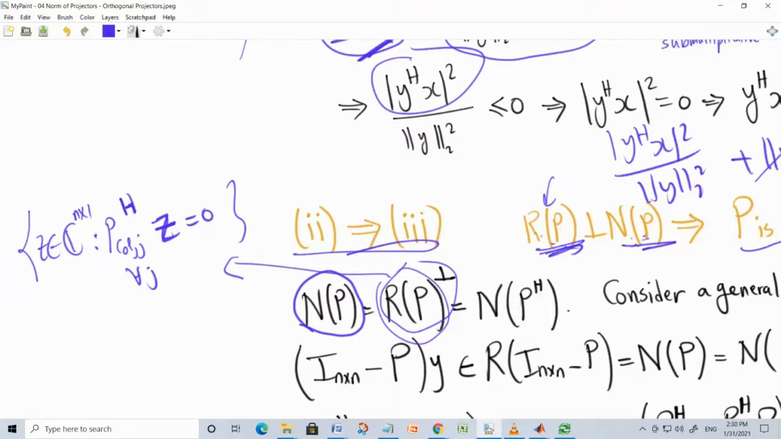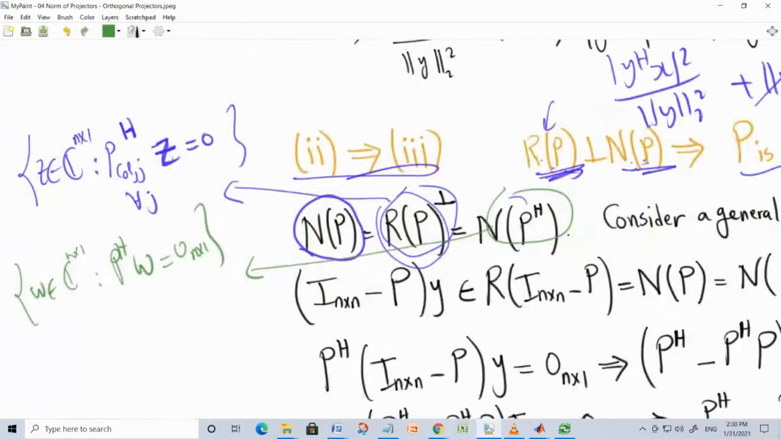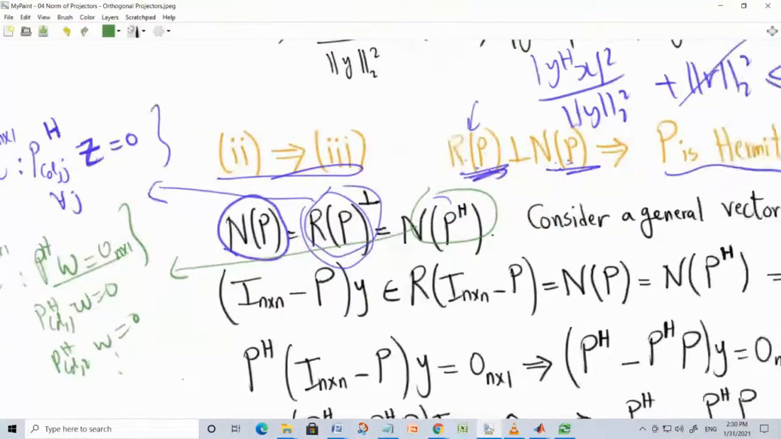Because if you ask yourself what are the vectors such that, let's write, what is the null space of a matrix? It means these are vectors W such that B Hermitian W is equal to 0, n by 1. And what does that mean? It means that B column 1 Hermitian W is 0, B column 2 Hermitian W is 0, and so on and so forth. And so basically the complement of the range of B is equal to the null space of B Hermitian.